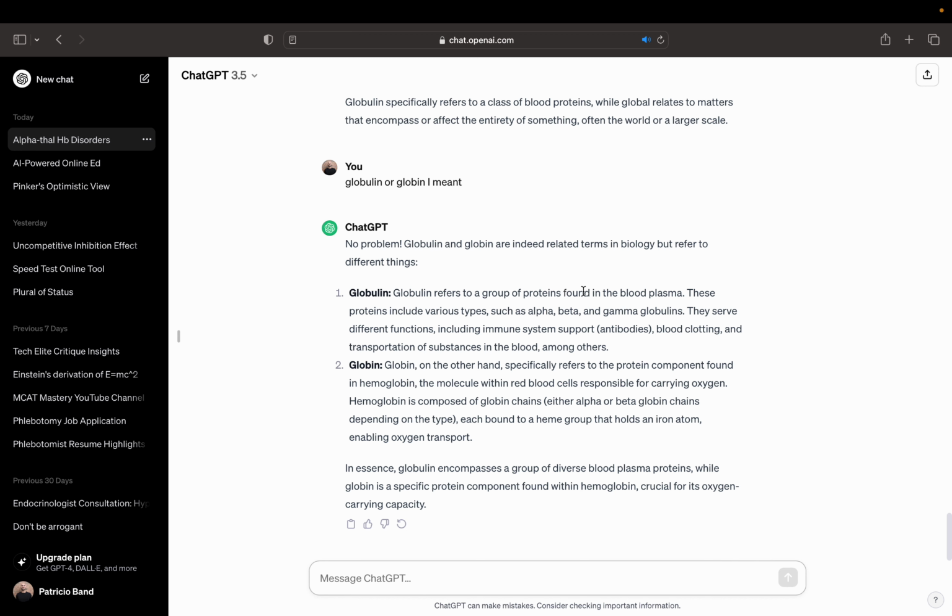Globulin refers to a group of proteins found in the blood plasma. These proteins include various types, such as alpha, beta, and gamma globulins. They serve different functions, including immune system support, antibodies, blood clotting, and transportation of different substances in blood. Globin, on the other hand, specifically refers to the protein component found in hemoglobin, the molecule within red blood cells responsible for carrying oxygen. So globin is completely different. It's specific to hemoglobins, and it is composed of globin chains, either alpha or beta globin chains, depending on the type, each bound to a heme group that holds an iron atom, enabling oxygen transport.